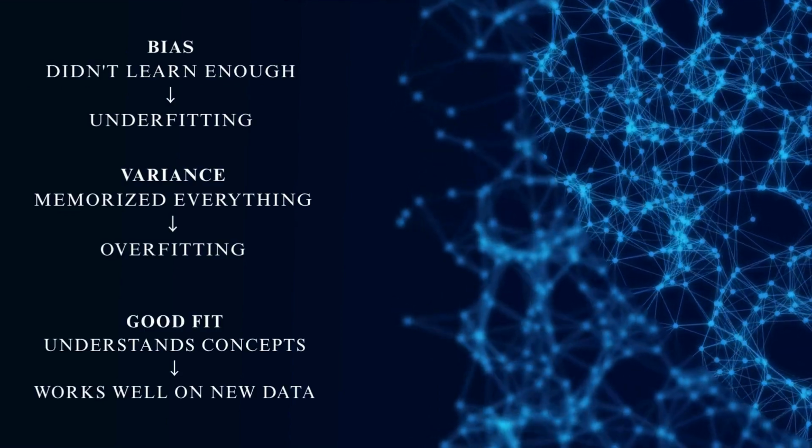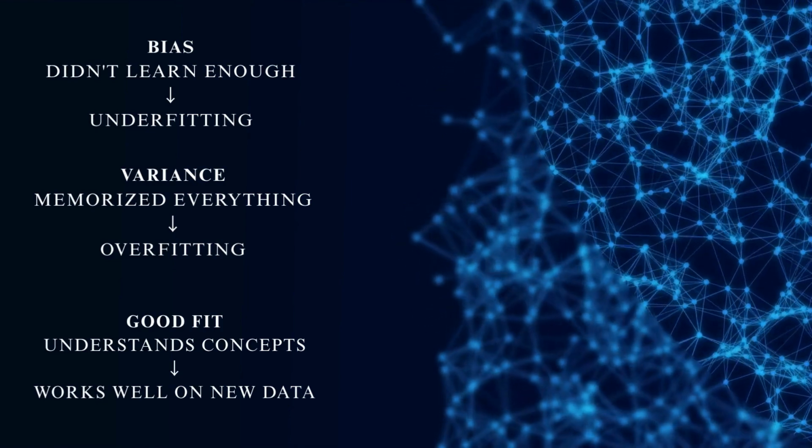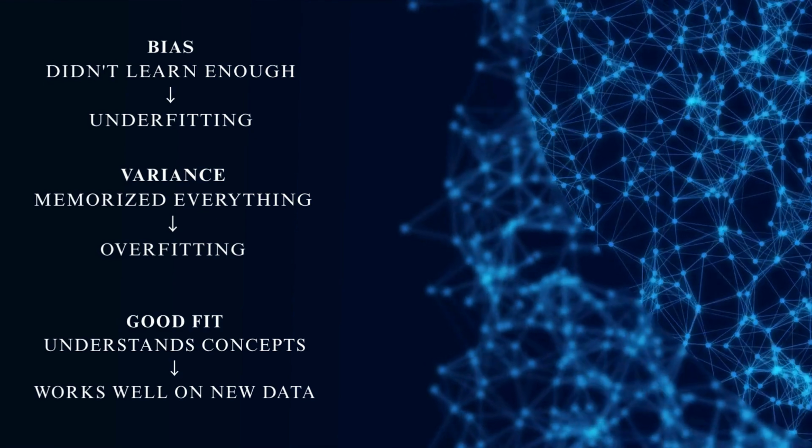That's it. Bias means less learning. Variance means too much memorization. A good machine learning model learns the concepts and performs well on new data.